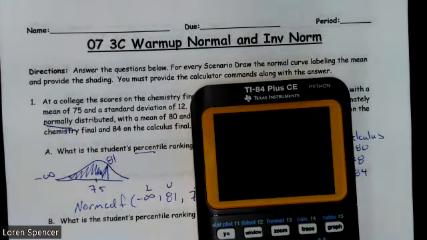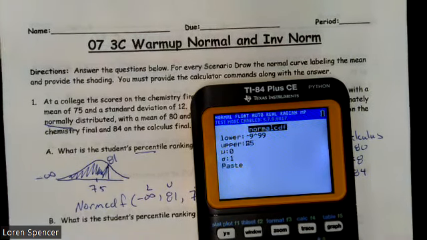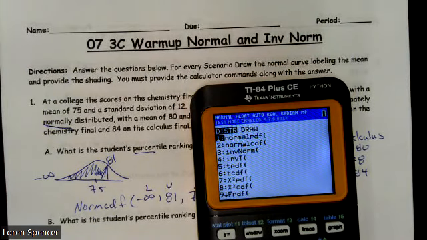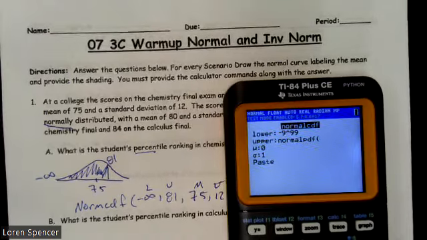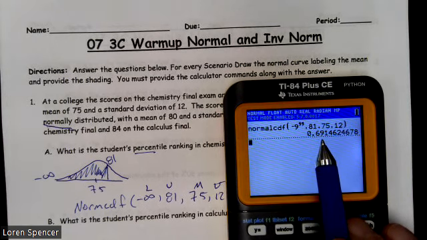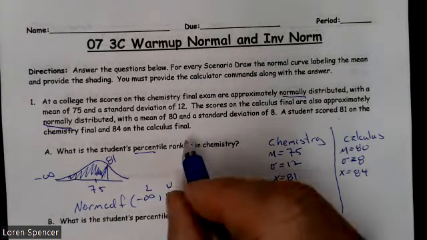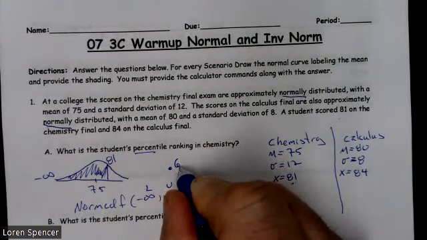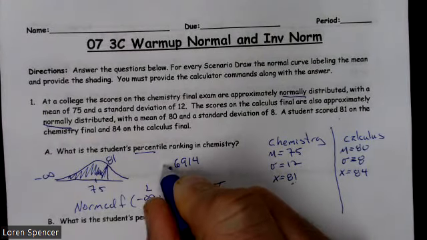So let's drop that into the calculator real quickly. Second vars, normal CDF. Lower bound, negative 9 raised to the 99th power. Upper bound, 81. Mean is 75. Standard deviation of 12. And we come up with 69%. And that's definitely over halfway, so that's probably pretty reasonable. 0.6914.